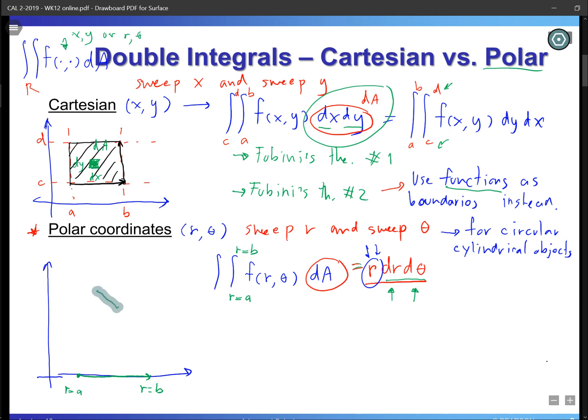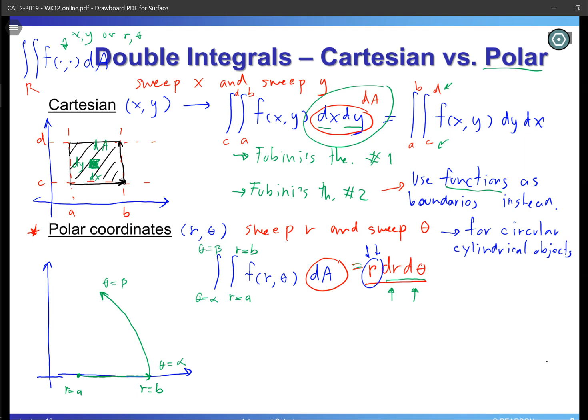Alright, everything is gone. Let me draw again. Okay, sweeping the theta anti-clockwise around the origin. Okay, this looks better. Alright, so this theta starts at alpha and ends at beta. So that is the boundaries for the angle sweeping. So we have this theta equal to alpha and theta equal to beta right here as the endpoint.